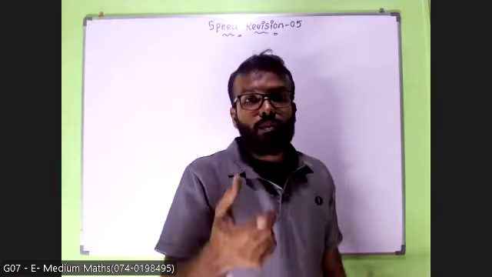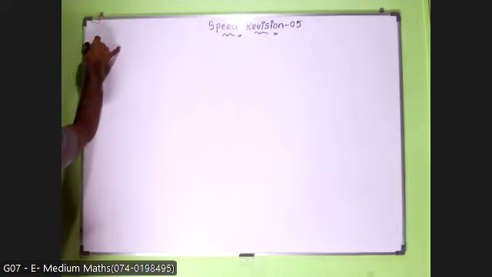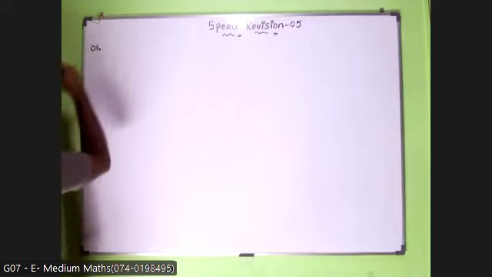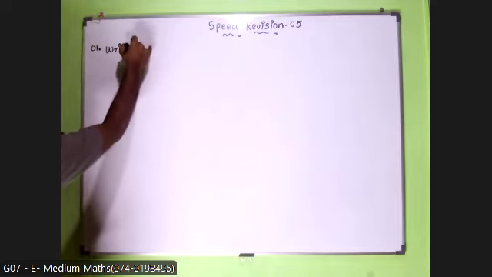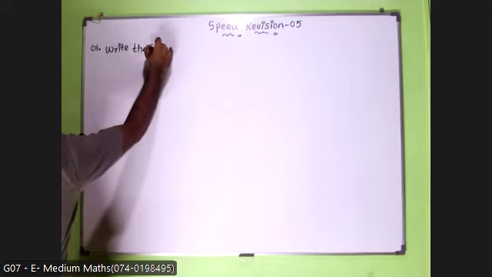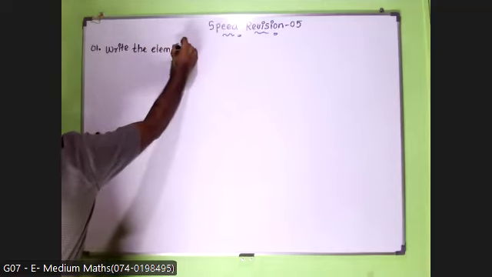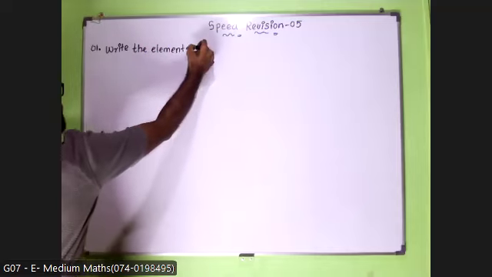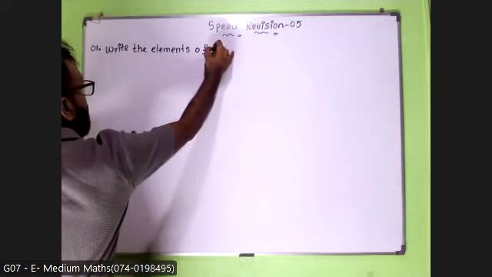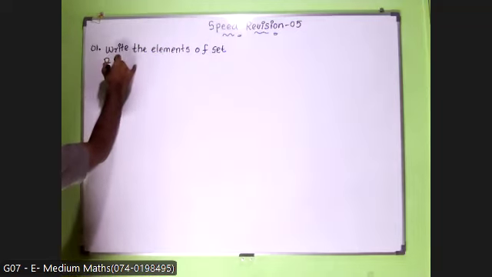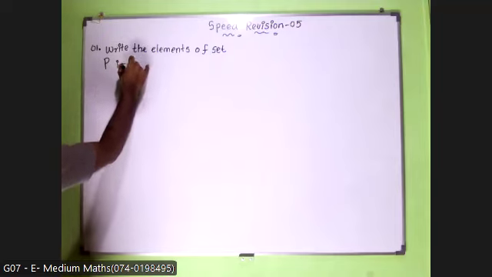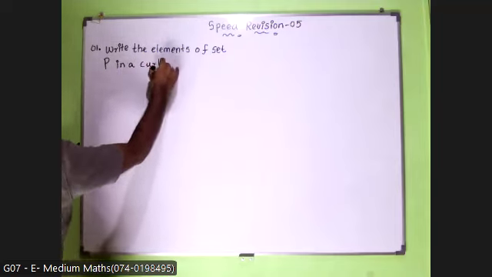Okay guys, let's go back to the speed revision 5, right? First question. Write the elements of set P in the curly bracket, right? In the curly bracket.